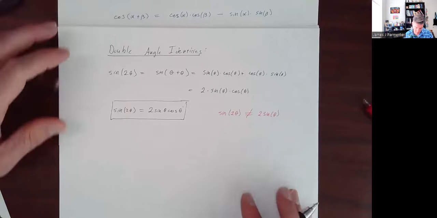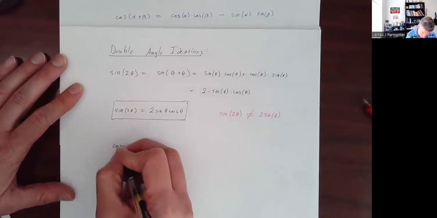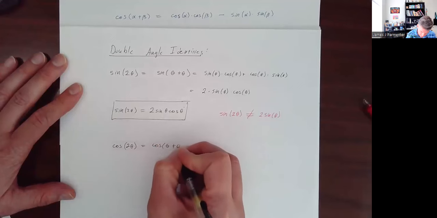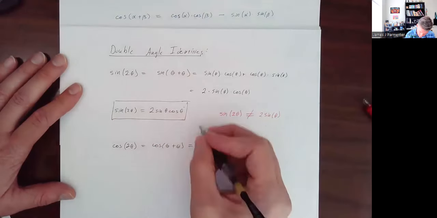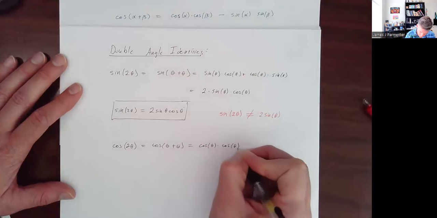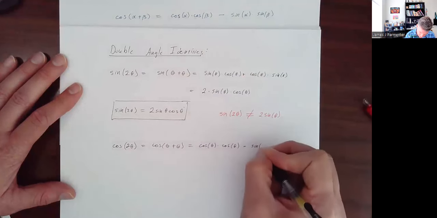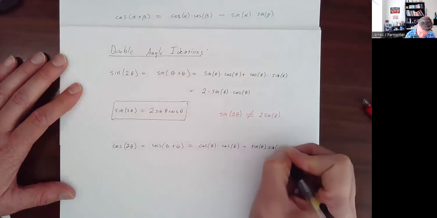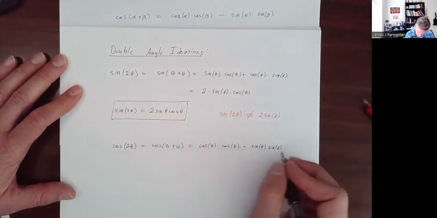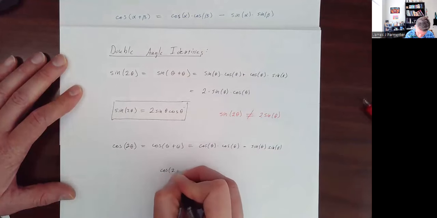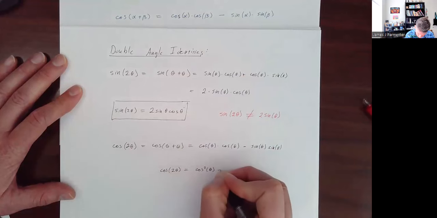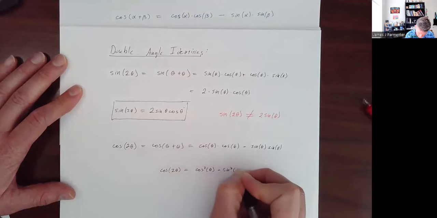Okay, let's look at the same thing for cosine. So for cosine of 2 theta, which we're going to write as cosine of theta plus theta, that's going to be, well, let's see, cosine of theta times cosine of theta minus sine of theta times sine of theta. Cosine times cosine is cosine squared. Sine times sine is sine squared. So we end up getting cosine of 2 theta equals cosine squared theta minus sine squared theta.